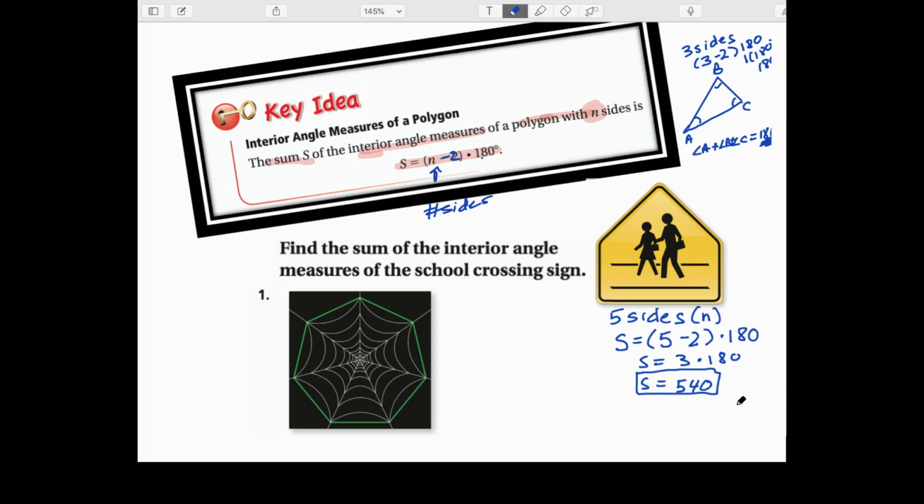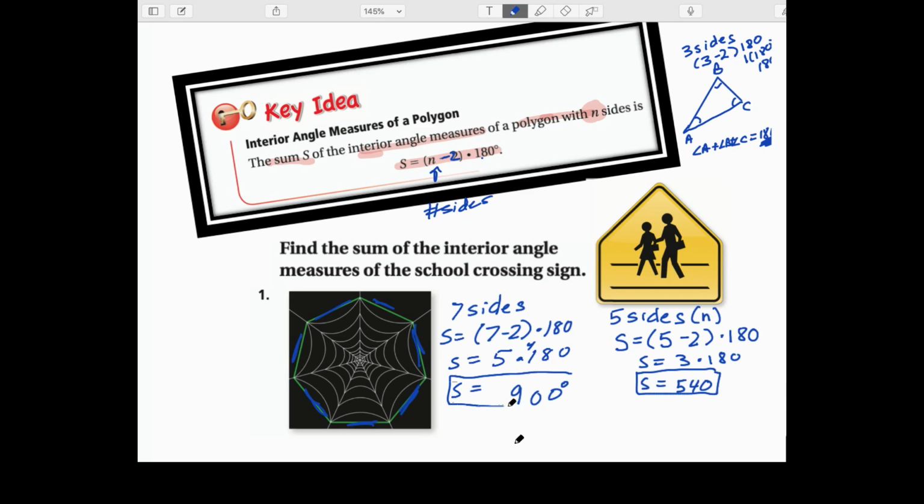So here's another example. We go and count the sides: 1, 2, 3, 4, 5, 6, 7. 7 sides. So S equals n minus 2, so 7 minus 2 times 180. So S equals 5 times 180, and then you do the math and use a calculator. 5 times 0 is 0, 5 times 8 is 40, carry the 4, 5, 9. So 900. So the sum of the interior angles is 900 degrees.